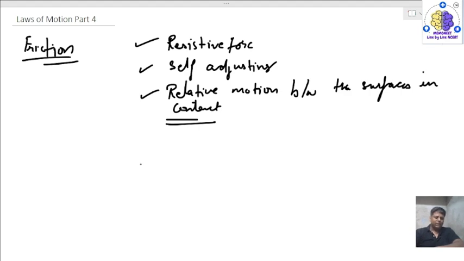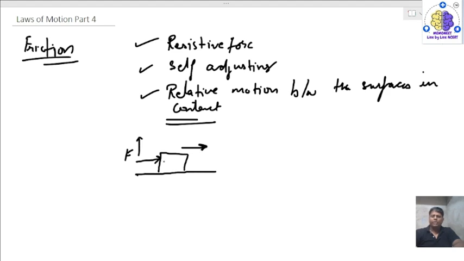Now let's try to understand what this friction force does. Suppose this is a horizontal rough surface, and on this we are placing a block. Now if I try to push it with a certain force F, this block has a tendency of moving forward, but it is not moving forward. Then if I increase the force, at a certain value this block will start moving.